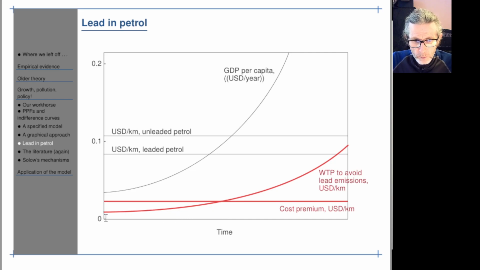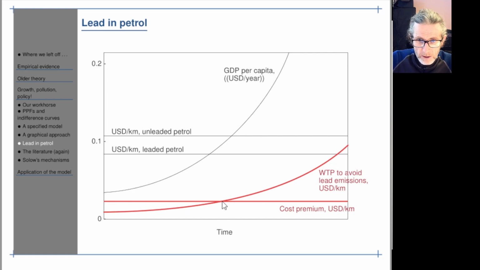So this is the cost premium from not adding the lead per kilometer. This is the damage from adding the lead per kilometer. Basically, here we're poor. We choose the dirty technology because the cost saving is bigger than our willingness to pay for the cleanup or for the quality of the environment. But at some point, the willingness to pay to keep the environment clean exceeds the cost saving from adding the lead.